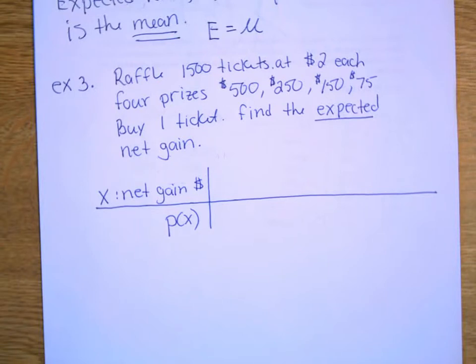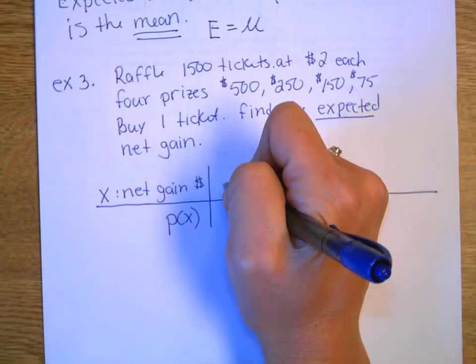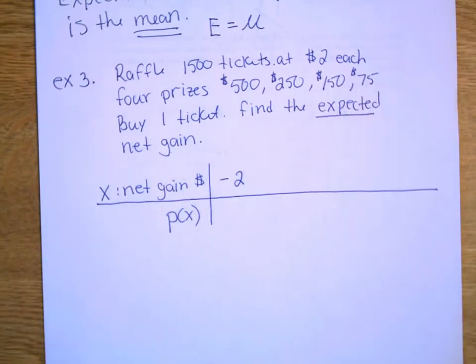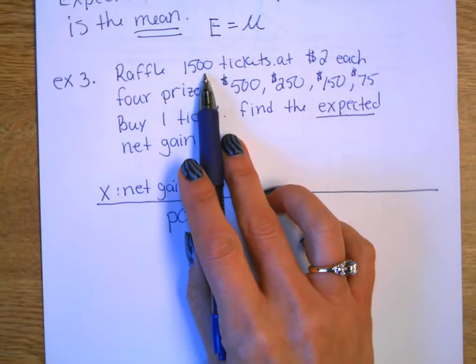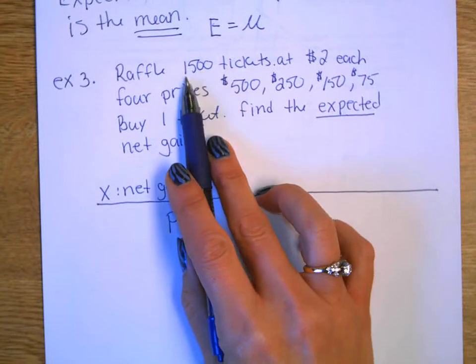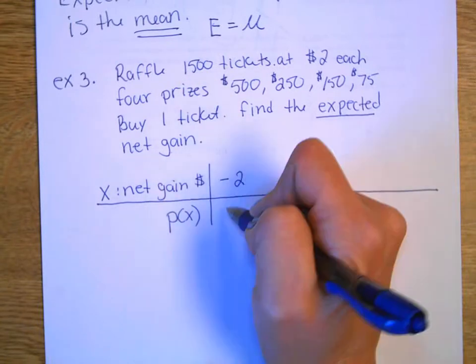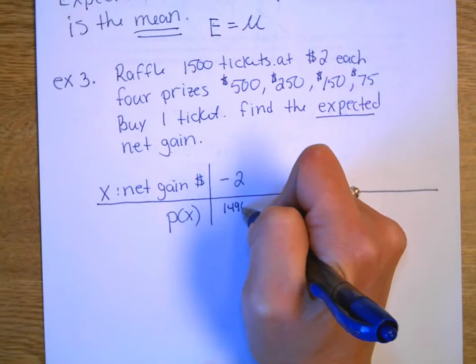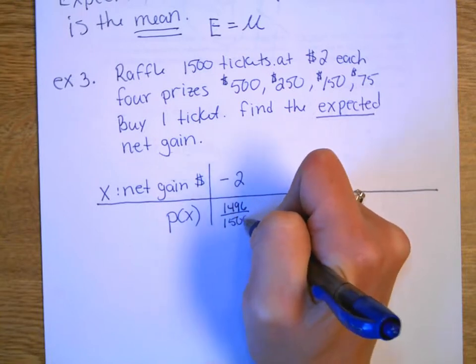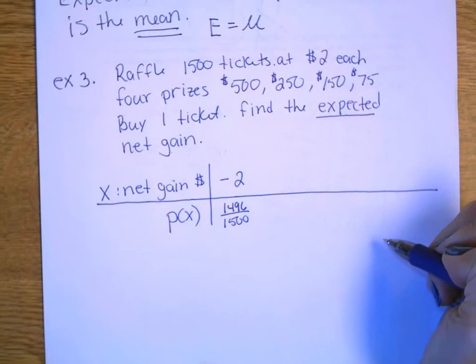So what could happen? What's one thing that could happen with my ticket? I win none of these. What's my net gain then if I win none of those? Negative $2. What's the probability of me not winning? How many tickets are not winners? 4 of these are winners. The rest of them are losers. So there's 1,496 losing tickets out of the 1,500. That's the probability that I lose my $2.